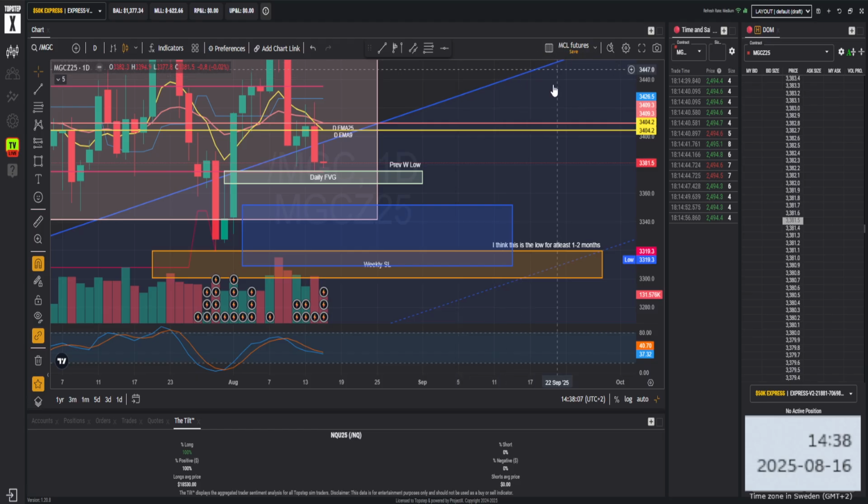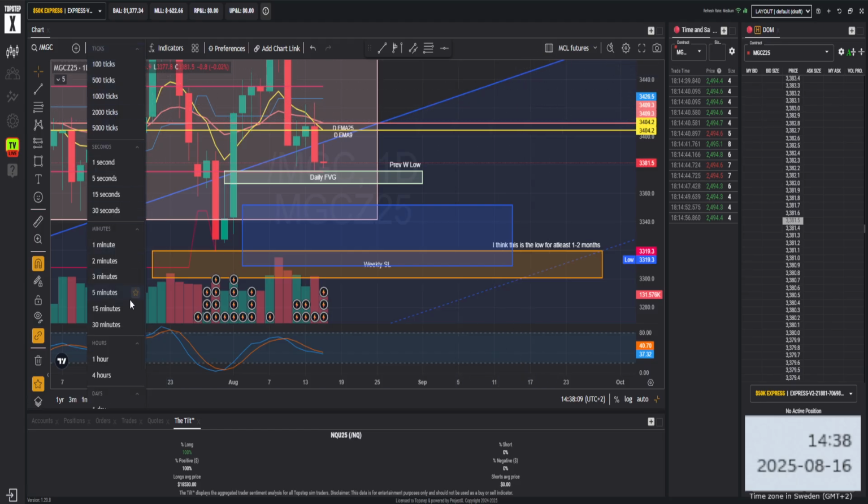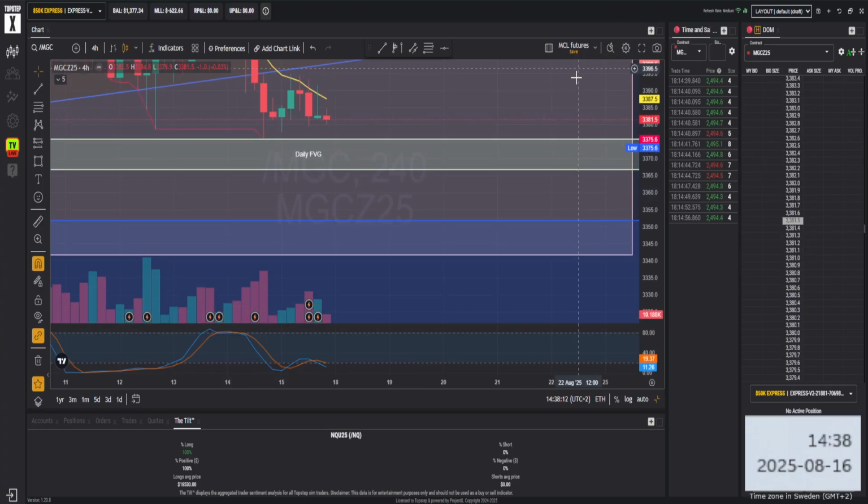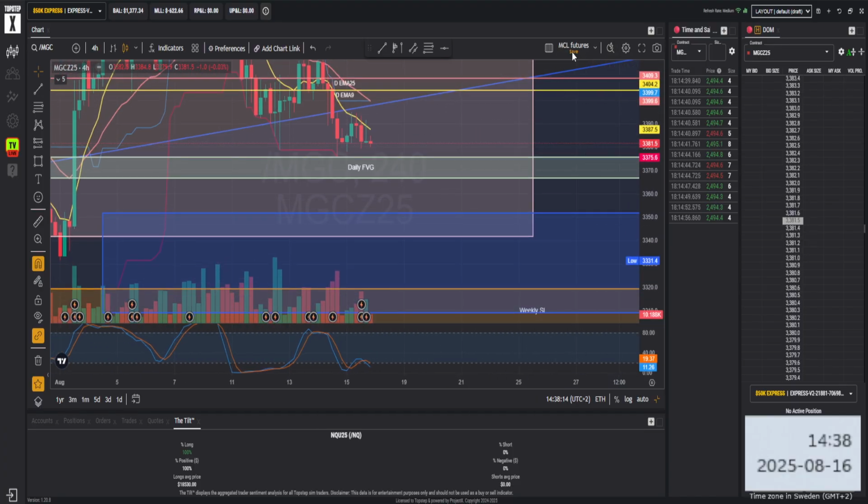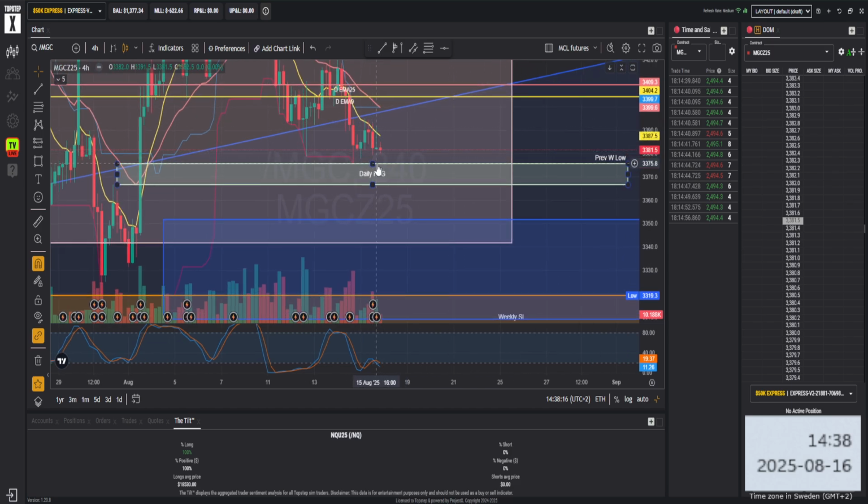This is the daily though. So we need to go in even narrower, 4-hour charts. Each candle is 4 hour.